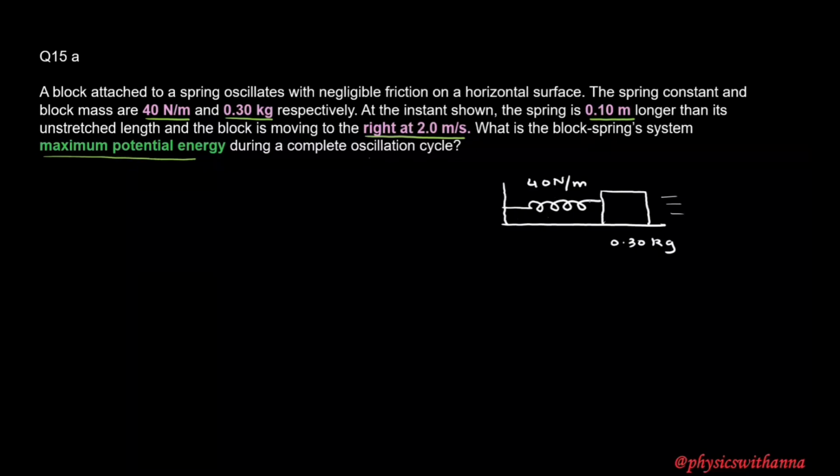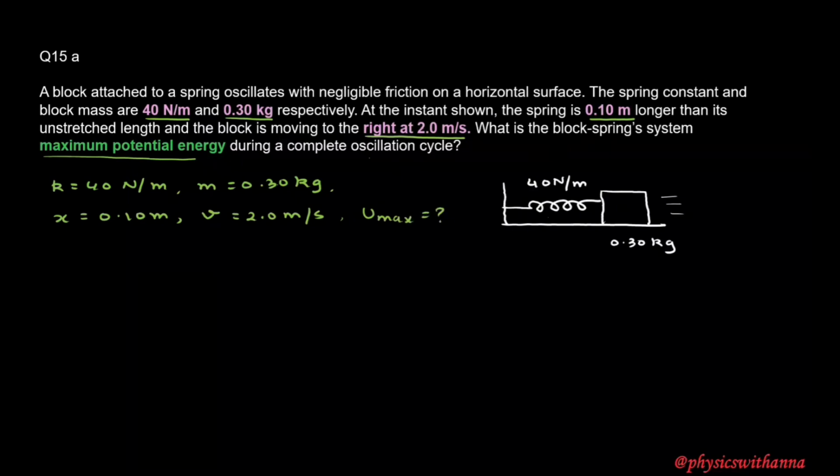So here we have a spring mass system which has a spring constant K of 40 Newton per meter, and the mass of the block is 0.30 kilogram. The spring is stretched by a distance of x equals 0.10 meter, and it is moving with a speed of 2 meter per second to the right, and we need to find its maximum potential energy.